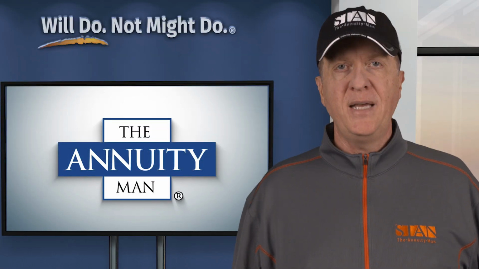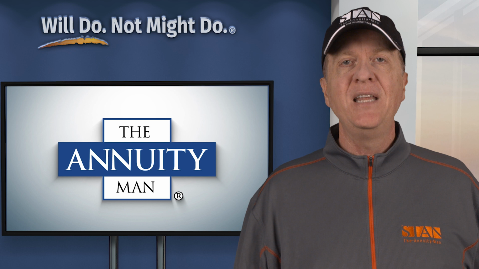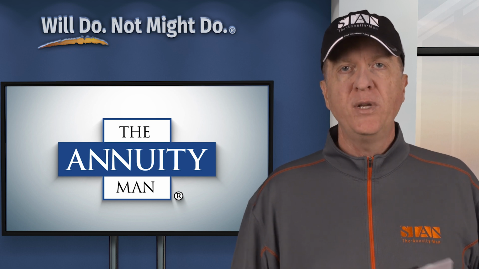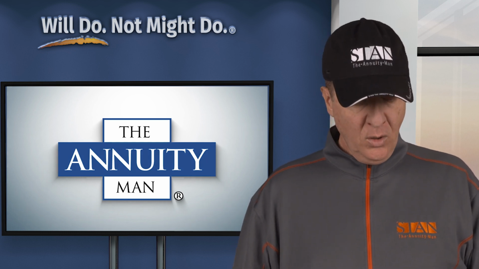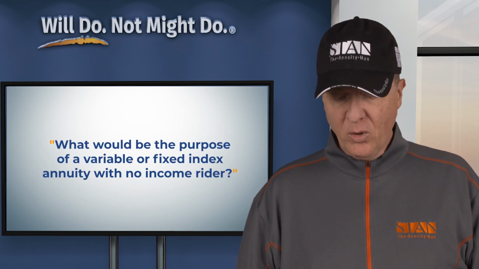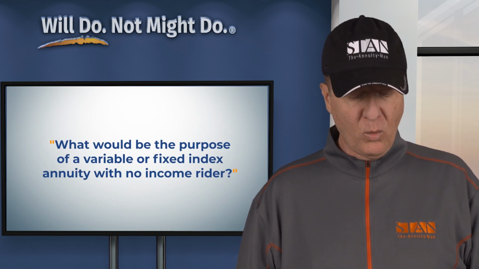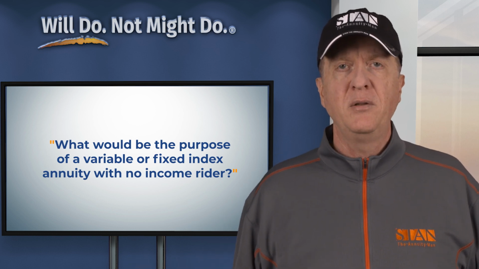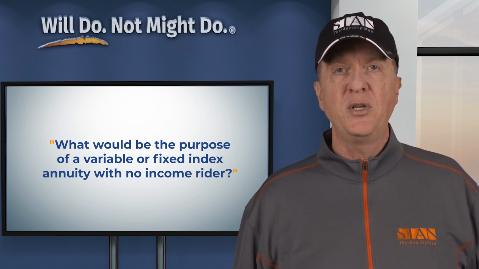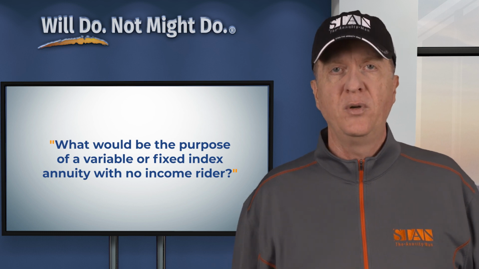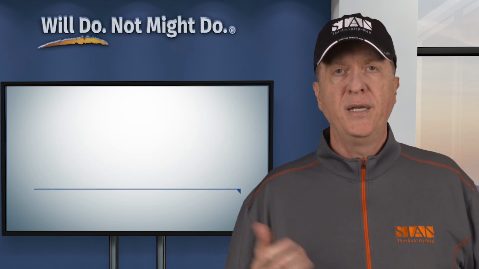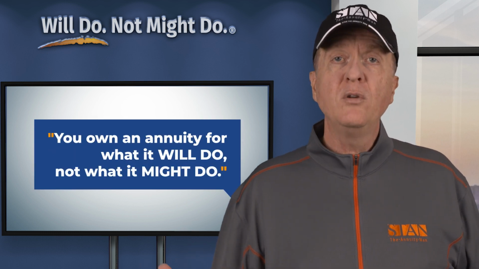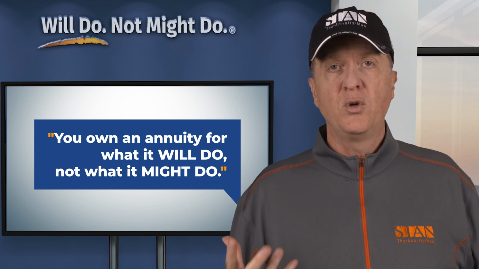So the topic today is, what is an annuity income rider? And let's read from Eric's questions. What would be the purpose of a variable or fixed index annuity with no income rider? So let's just answer that one. Number one, I don't sell variable annuities because I don't sell anything that goes down or has the potential to go down in value. No offense to the variable annuity side, but my whole thing is you own an annuity for what it will do, not what it might do, and the will do is the contractual guarantee part.